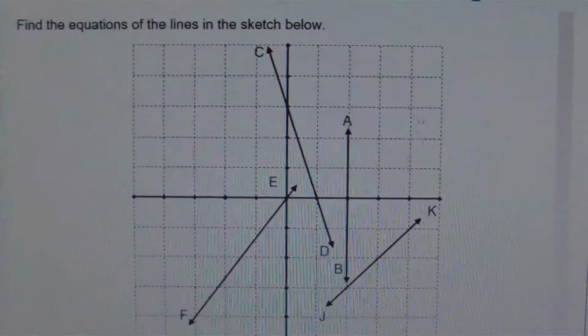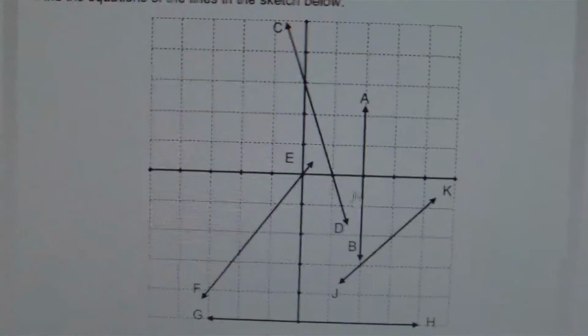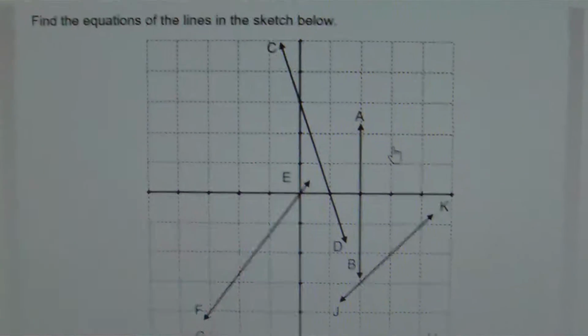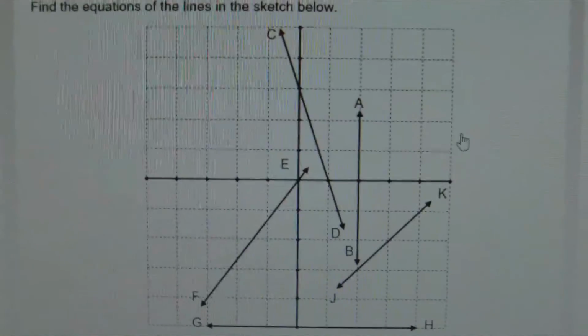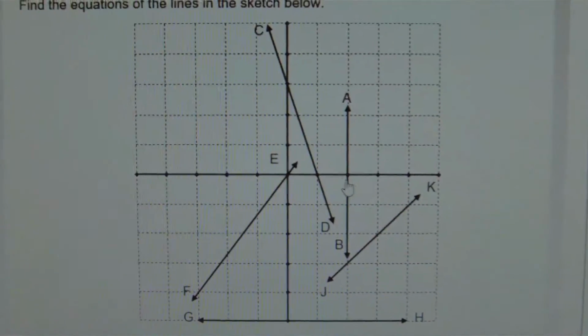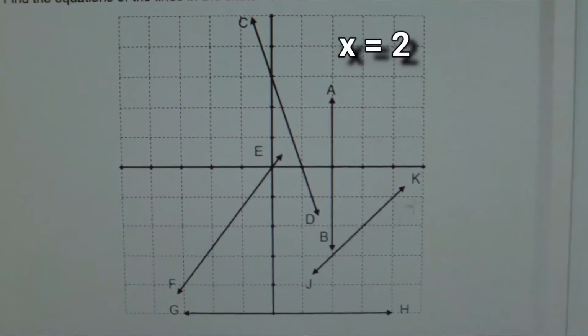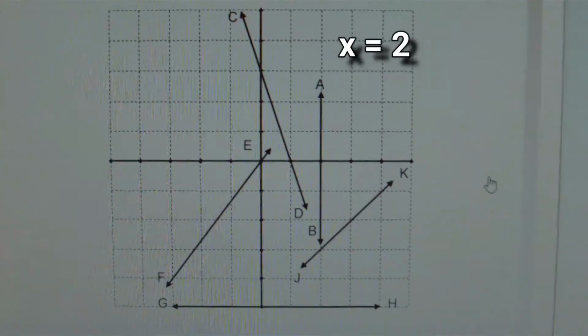Equation of line AB. Guys, there's line AB. It's a vertical line. All vertical lines like that always have an equation x equals something. And because it's going through the 2 there on the x-axis, the equation of line AB is x equals 2.